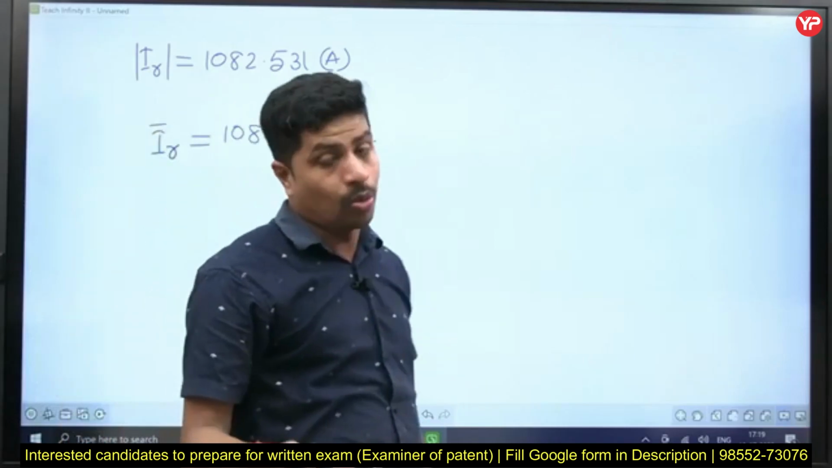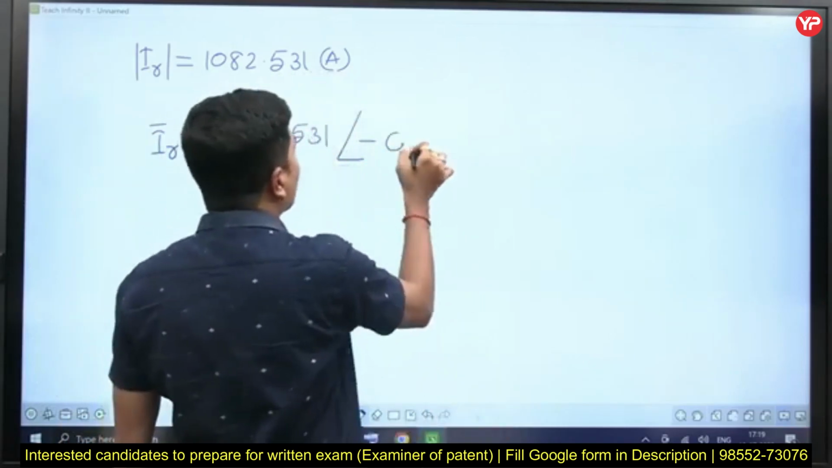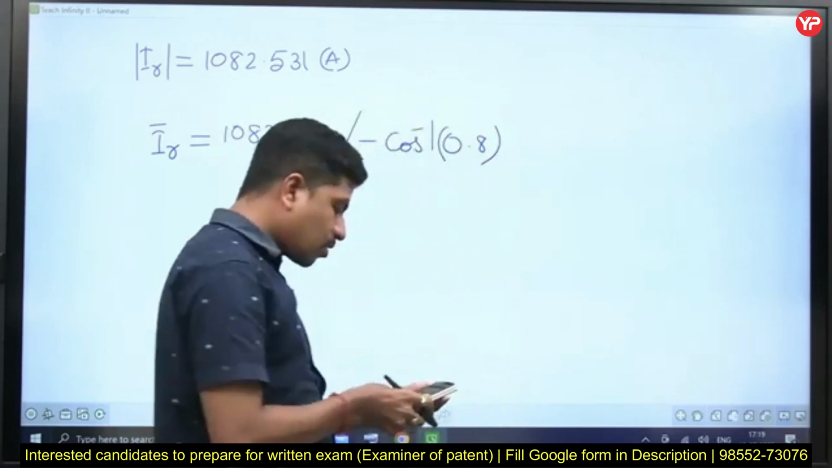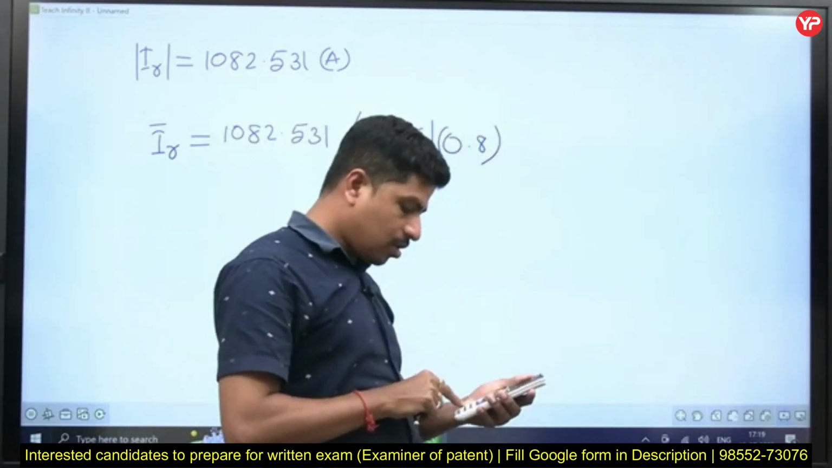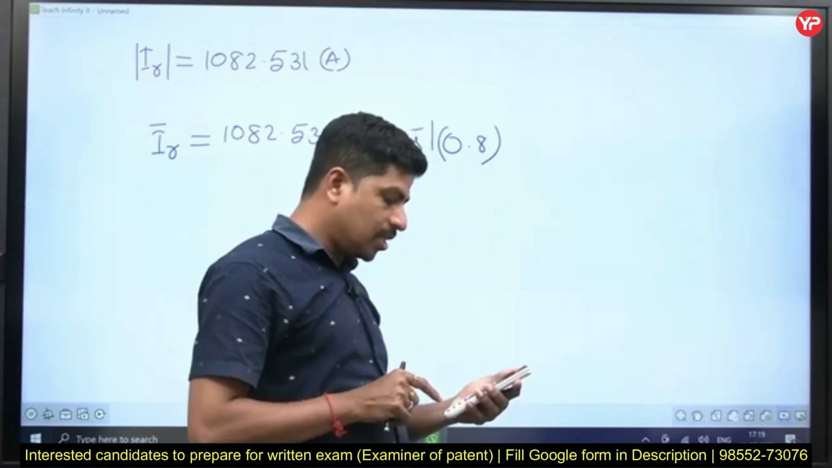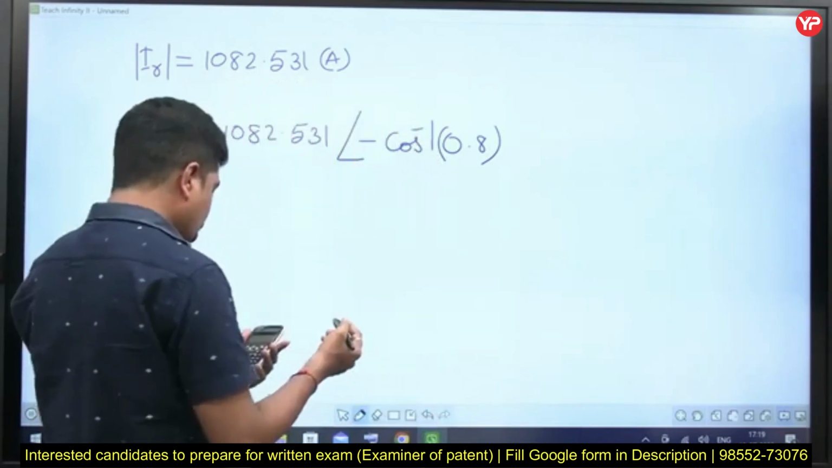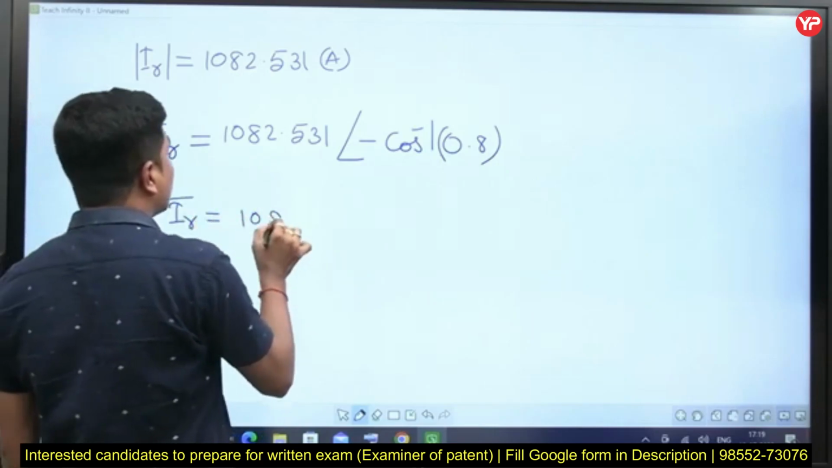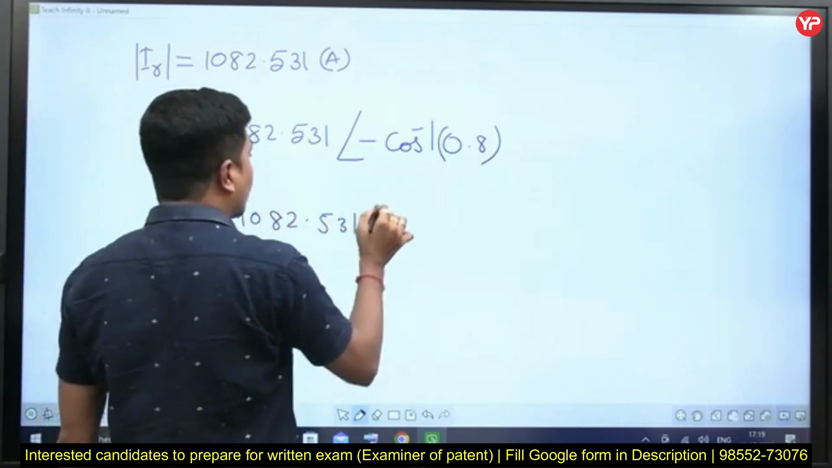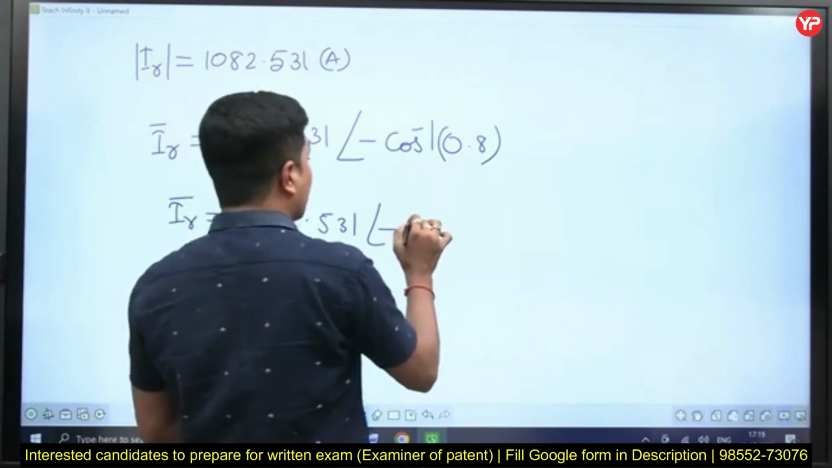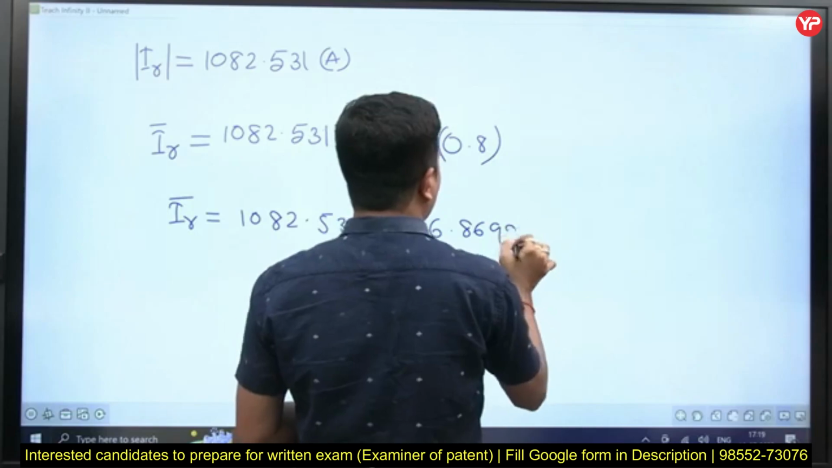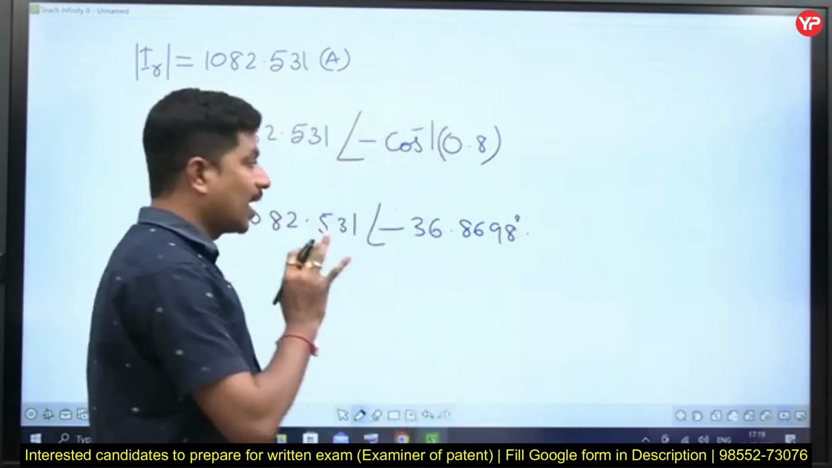Why minus? Load is a lagging load. Cos inverse of what is the power factor that the examiner has given? 0.8. What is cos inverse of 0.8? Cos inverse of 0.8 is 36.86 degrees. Yes, IR is equal to 1082.531 at an angle of minus 36.8698 degrees. This is correct.